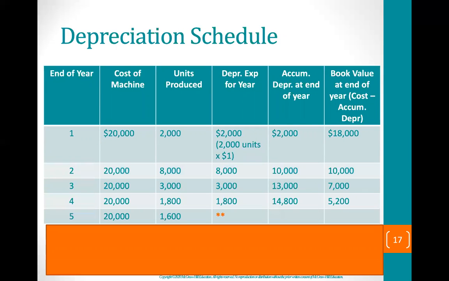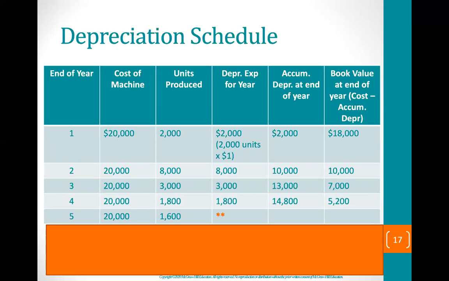In year 2, we produced 8,000. In year 3, 3,000. In year 4, 1,800. And in year 5, we produced 1,600 units. How much is the depreciation expense we want to take in year 5? Well, before you say $1,600, let's take a look at something. In year 4, our book value at the end of the year is $5,200. What was our residual value? Right, our residual value was $4,000.